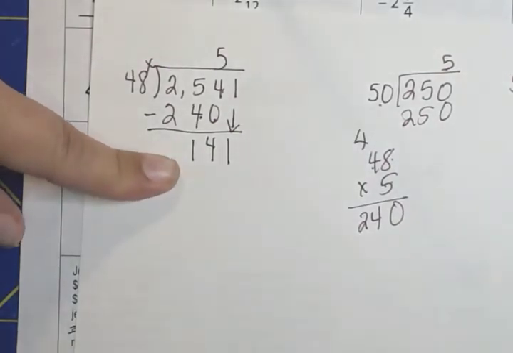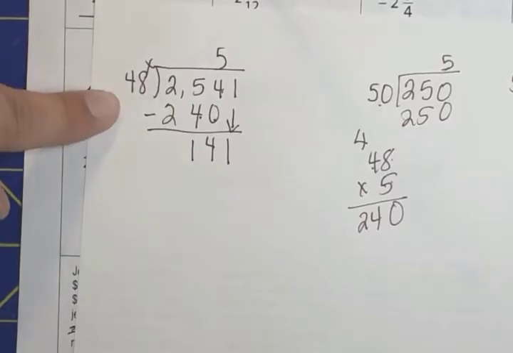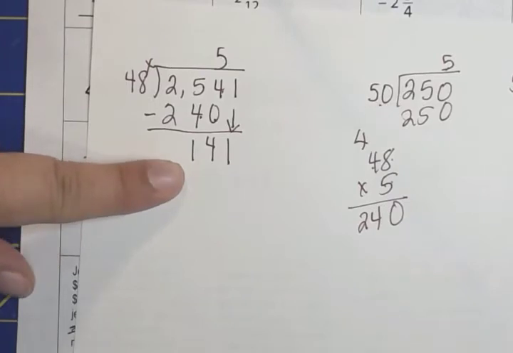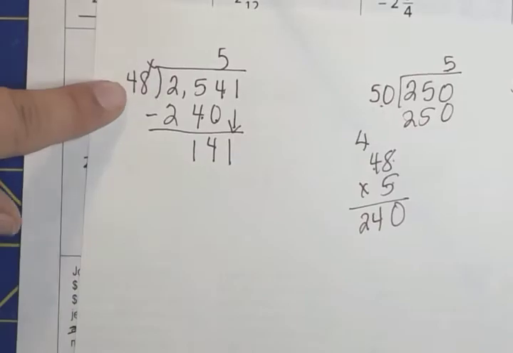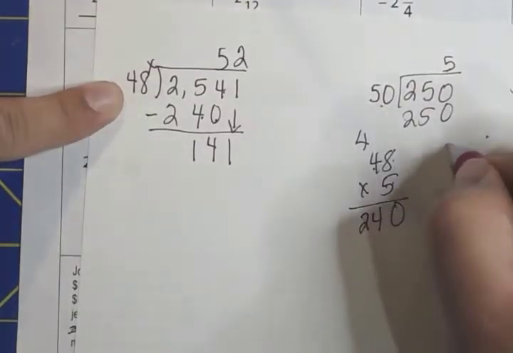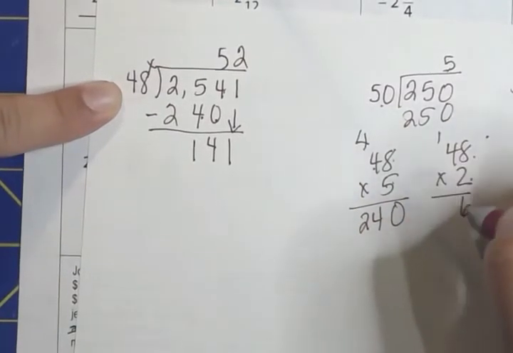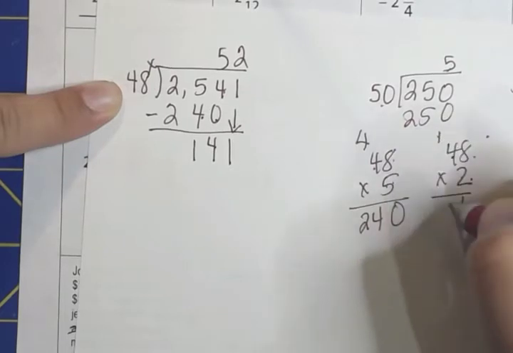Now when I bring my next number down, I think, okay, 48, 50. 50 plus 50 is 100. But 3 groups of 50 would be 150. That's a little much. So I'm going to try multiplying it by the number 2. So 48 times 2. 2 times 8 is 16. 2 times 4 is 8 plus 1 is 9.